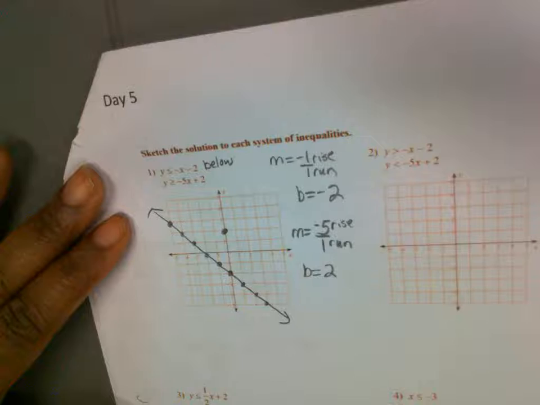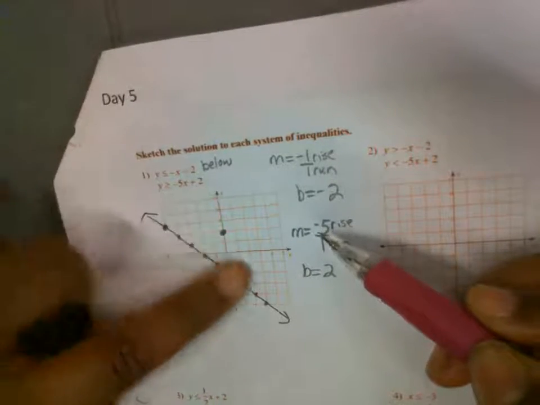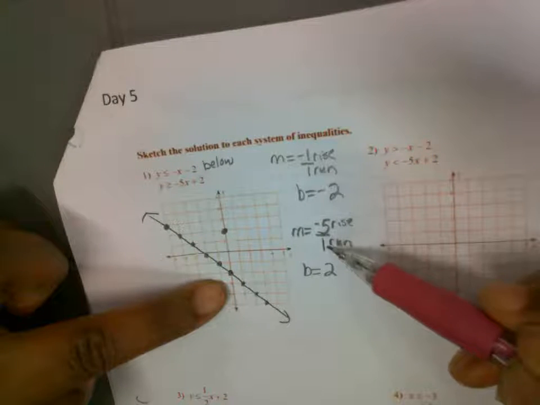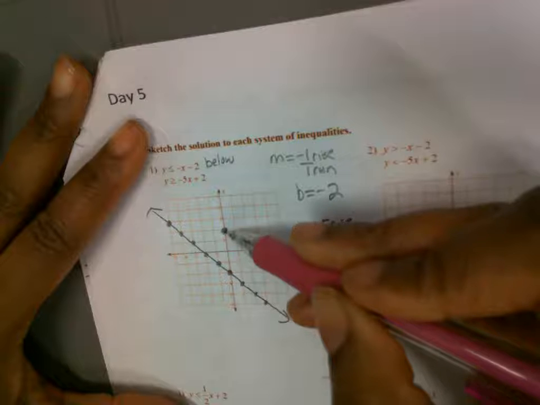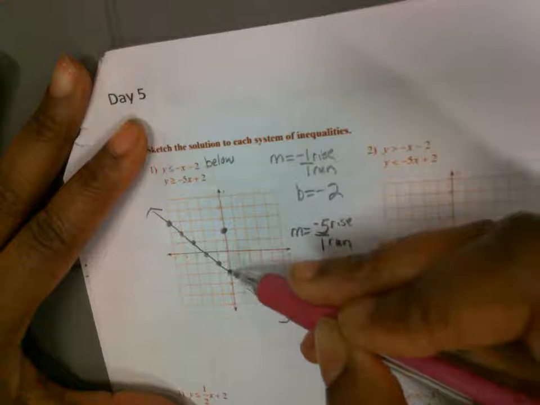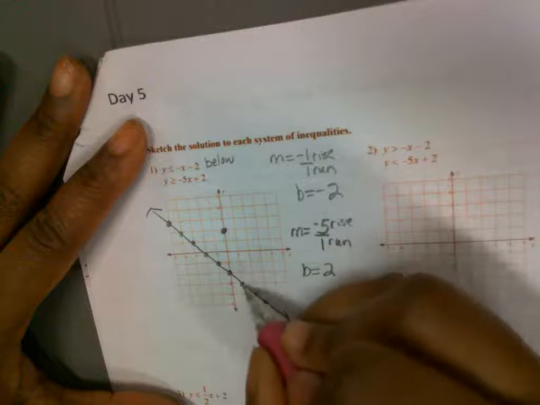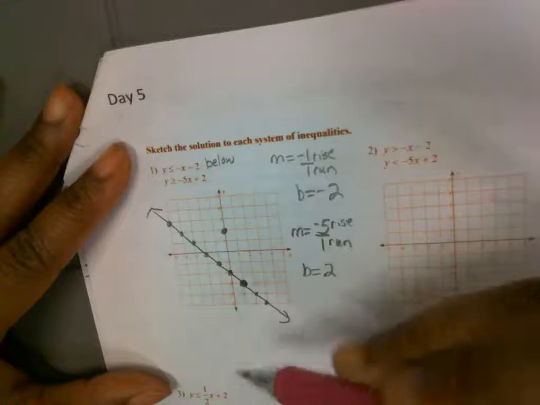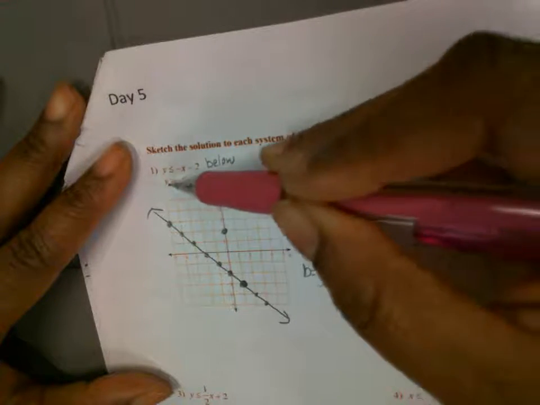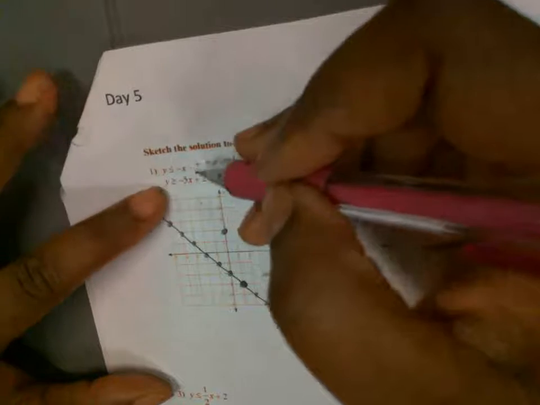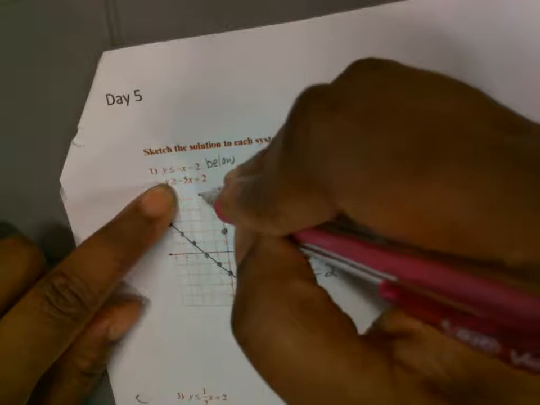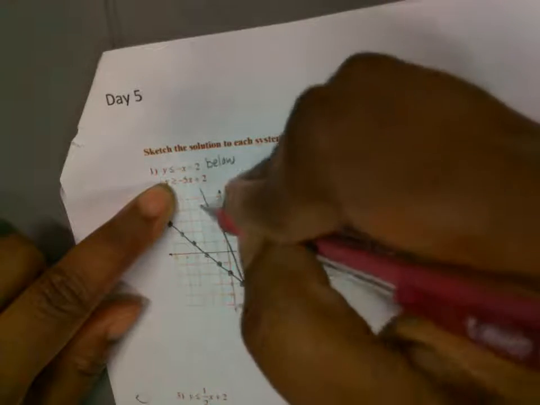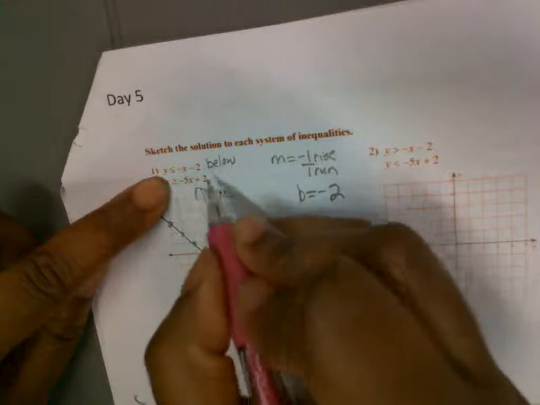So now we are going to use the slope to put other points on the line. This negative 5 means I go down 5. Positive 1 means I go to the right 1. So down 5 is 1, 2, 3, 4, 5, to the right 1. Make this point bigger so it stands out. I don't have enough space to go down more, and I don't have enough space to do it backwards. Okay? So here is a solid line because it's equal to. So I'm going to go ahead and draw my solid line. Okay? And this is greater than, so I shade above.